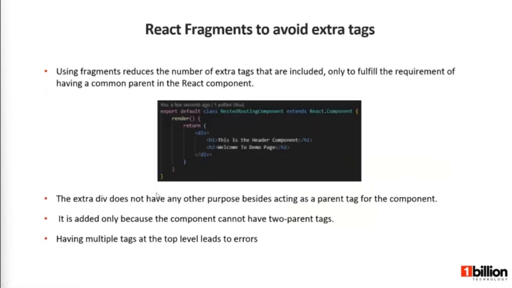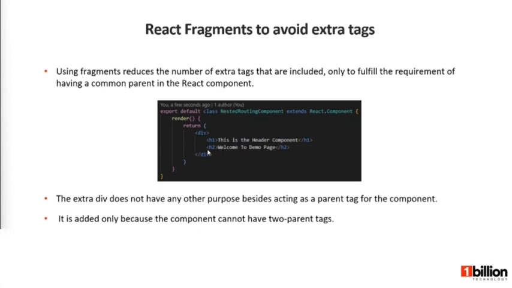Next we have React fragments to avoid extra tags. Using fragments reduces the number of extra tags that are included only to fulfill the requirement of having a common parent in the React component. In the case where a user is creating a new component, each component should have a single parent tag. Two tags cannot reside at the parent level, so we need to have a common tag on the top. To cater to this requirement, we often add an extra tag on the top of the component.